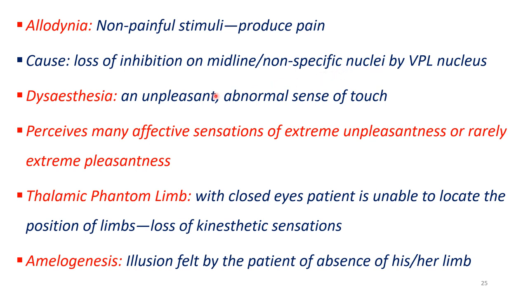Then there is dysesthesia. Dysesthesia is an unpleasant abnormal sense of touch. So when you touch a patient, he doesn't feel a normal sense of touch, but feels something abnormal. Then he perceives many affective sensations of extreme unpleasantness or extreme pleasantness. That is, sometimes the same stimulus may be extremely pleasant to him, and the same may be extremely unpleasant to her. To him or her. That is, he perceives many affective sensations.